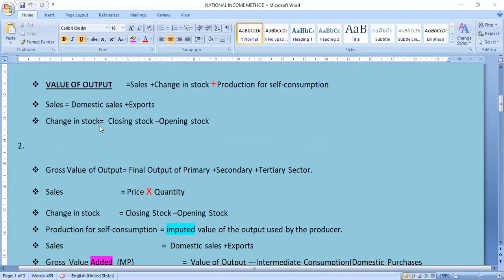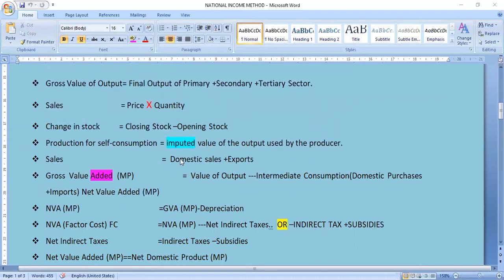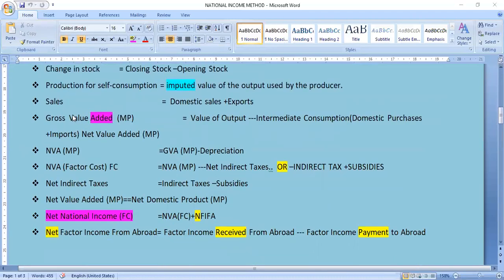The word gross also comes here: gross value of output. The final output of the primary sector, secondary sector, and the total produced in the tertiary sector. Another way we can calculate it here is sales: price multiplied by quantity, the total goods multiplied by the price of the concerned goods. Change in stock is already complete here, closing minus opening. Imputed value, production for self-consumption, domestic sales. Gross value added. Now the next word changes here.